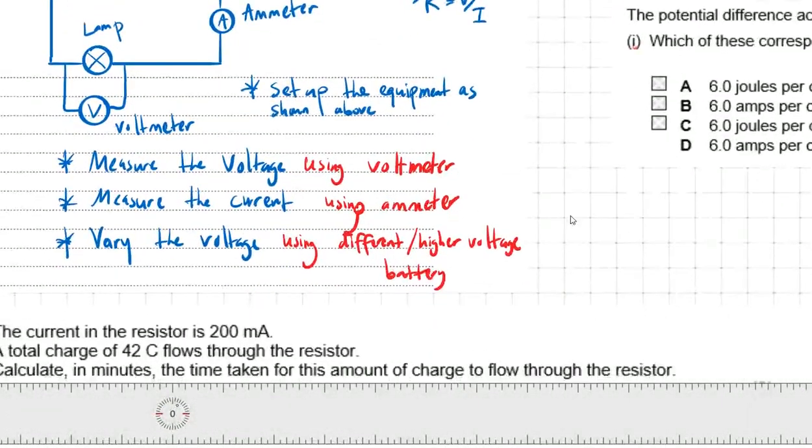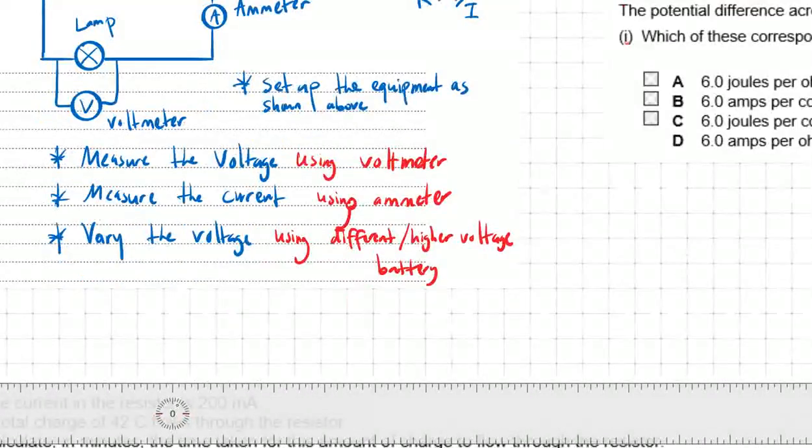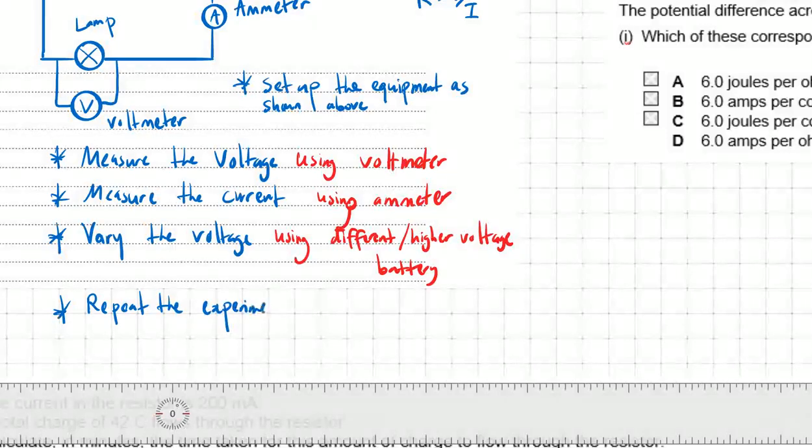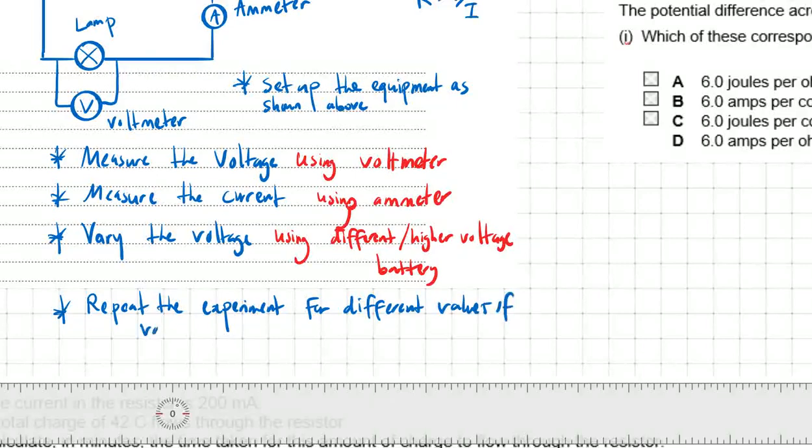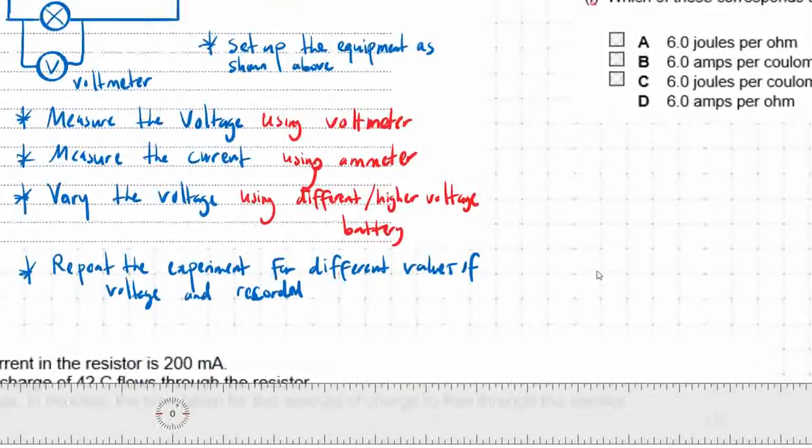Okay, but here we go. Now, we have repeated the experiments for different values of voltage, and then recorded our answers. That's what we've done.